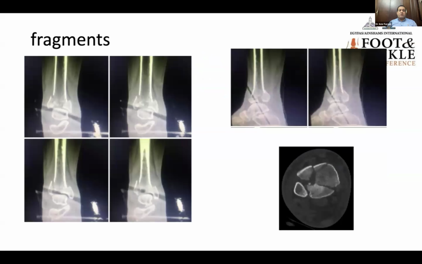So again, I have to plan my surgery now. And this is the sequence of fixation. I start from posterior to anterior, as most of you have said.